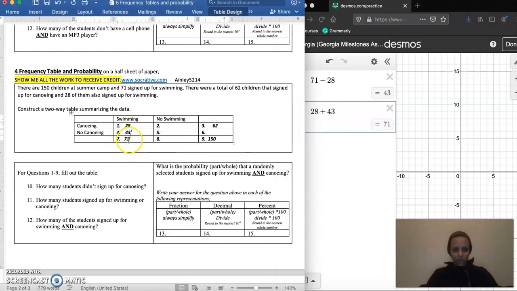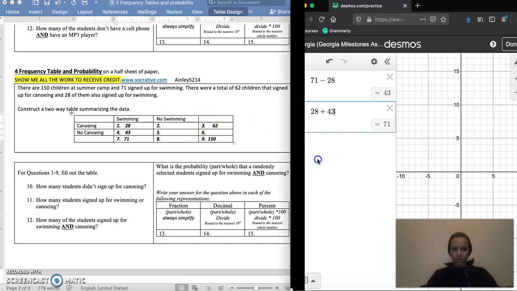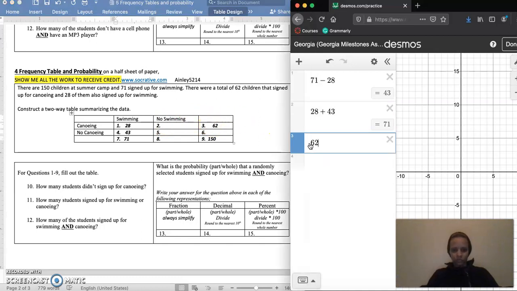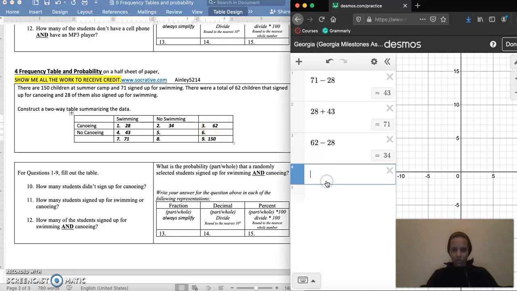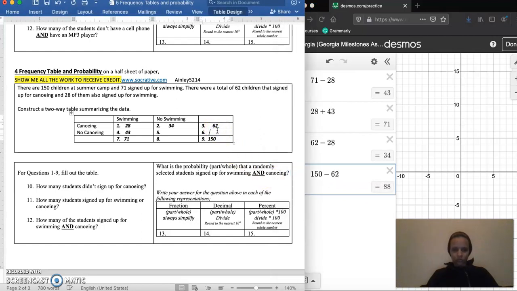All right, so I look for two boxes that are filled out. So you see, if I go across this way, these two boxes are filled out. So this plus this gives me 62. So therefore, 62 minus 28 will give me this number right here of 34. Okay, so 28 plus 34 is 62. All right, I can fill this because I got two boxes filled. 62 plus something is 150. So 150 minus 62 is 88. So 62 plus 88 is 150.